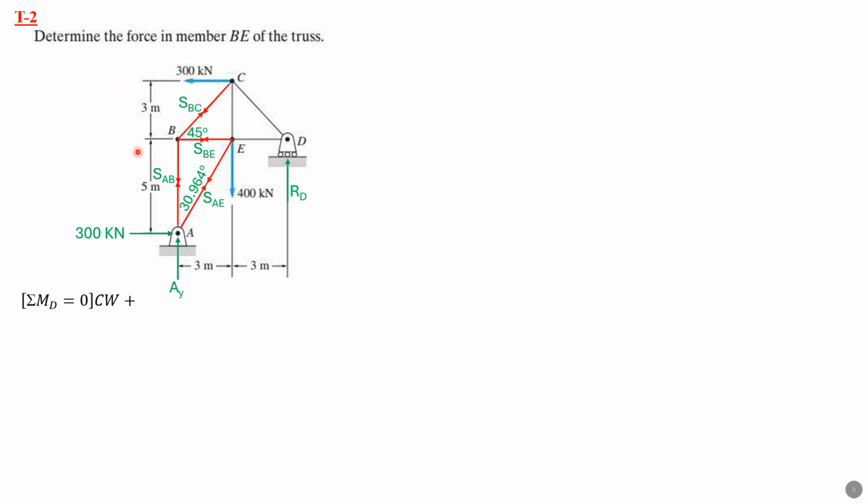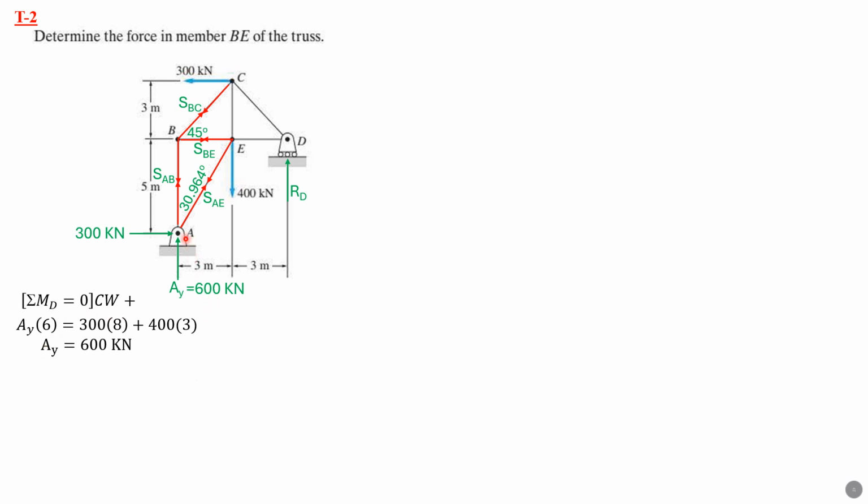the moment is 300 times 8, then plus 400 times 3. So AY times 6 equals 300 times 8 plus 400 times 3. AY therefore is 600 kilonewtons. So we put it in the FBD.